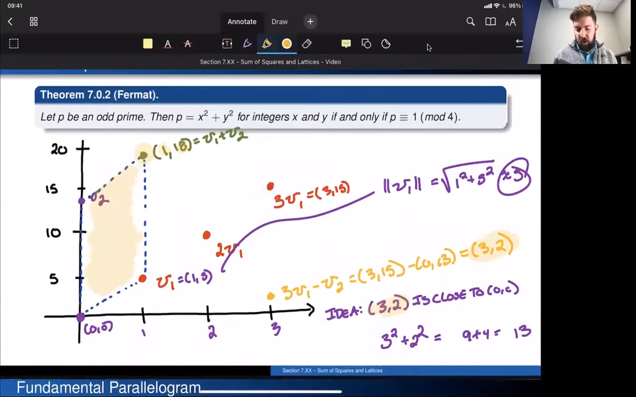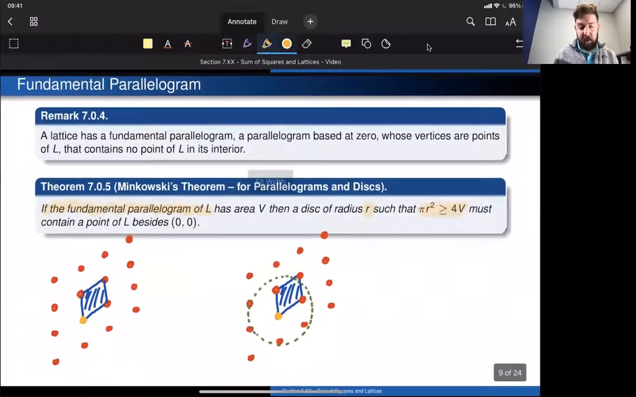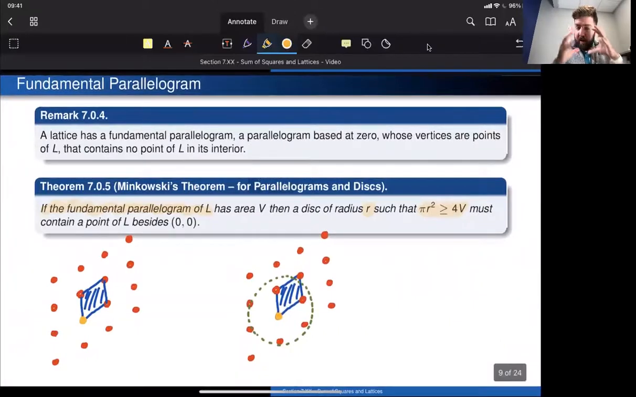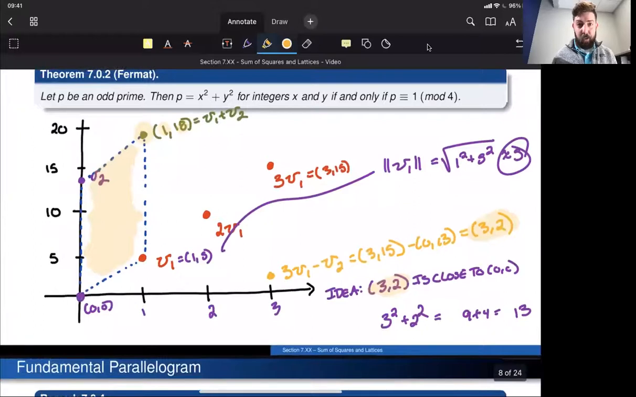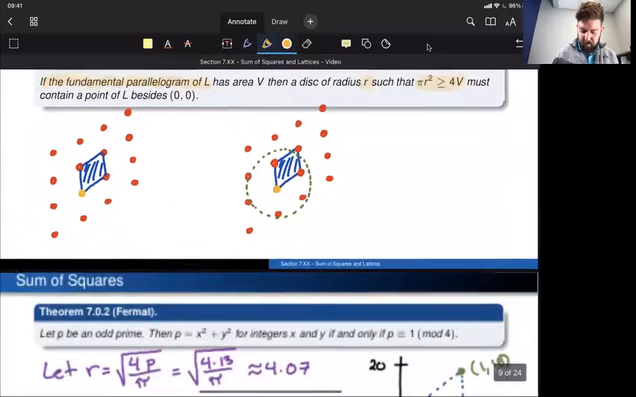So here we're going to essentially set the stage for how we're going to do this actual proof. We're going to very cleverly build an R value. We're going to say that this disk is going to contain a non-zero lattice point. And guess what? That non-zero lattice point is going to have an x and a y term whose squares sum to exactly the prime that we're looking for. Exactly like we saw here. We had the 3 and the 2. Well, 3 squared plus 2 squared, voila. That's in fact going to be the little 13 that we are hoping for.